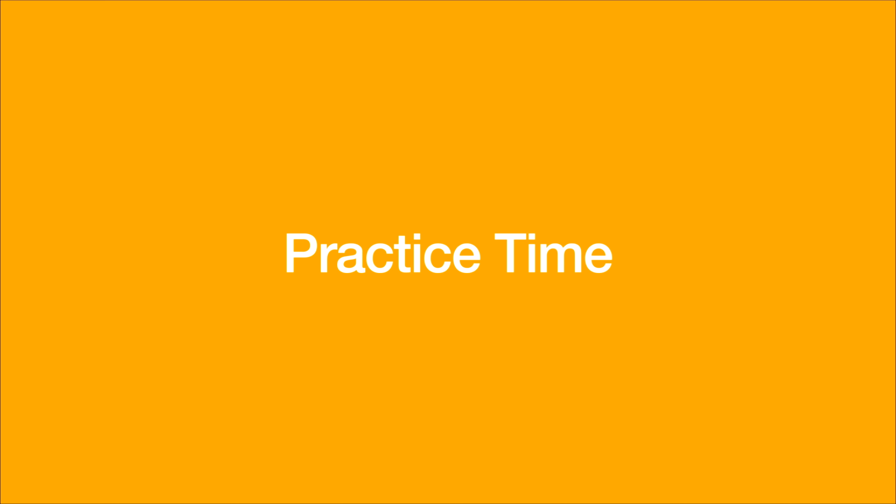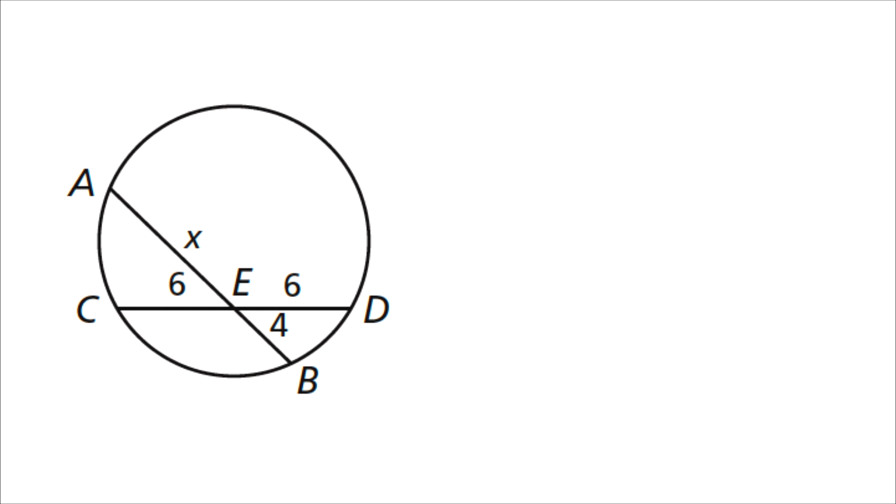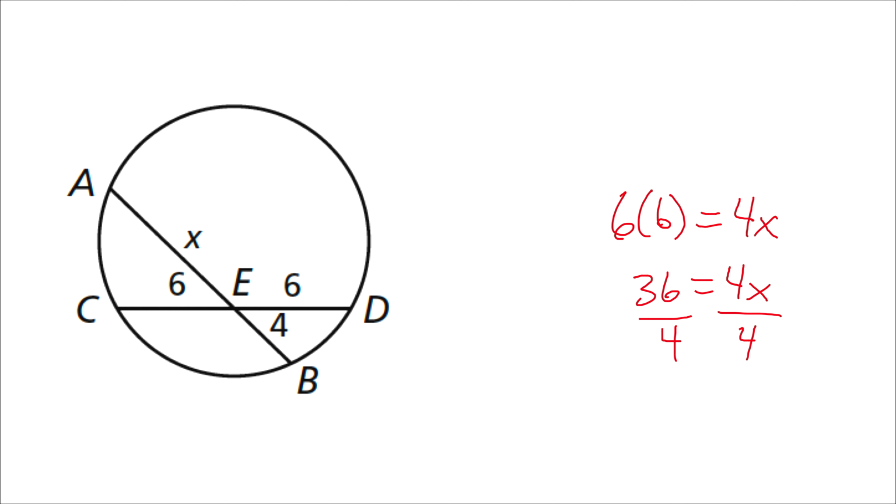So let's go on. Here's our first practice problem. All right, so this is intersecting chords. So remember, the rule here is that the part of one chord times the other part is equal to the part of the other chord times its other part. So in this case, 6 times 6 is going to equal 4 times x. So let's see, that's 36 equals 4x. We divide by 4. This is like the only one where this is going to work out this well, by the way. And we end up getting that 9 is equal to x. Well, maybe not the only one, but it's close.